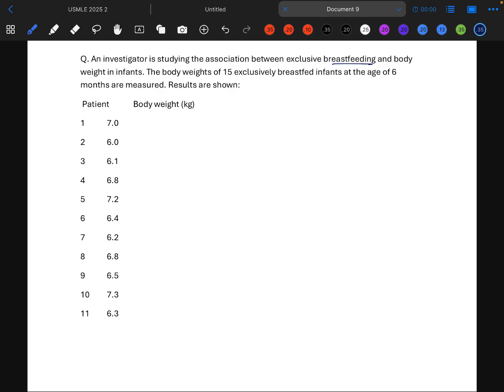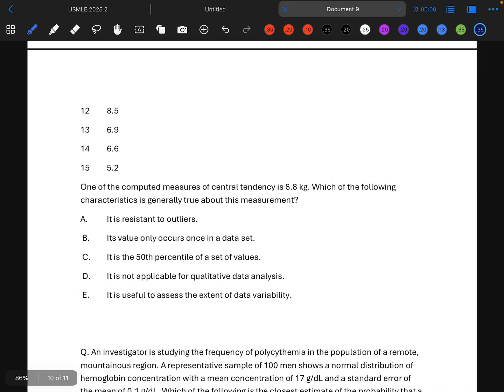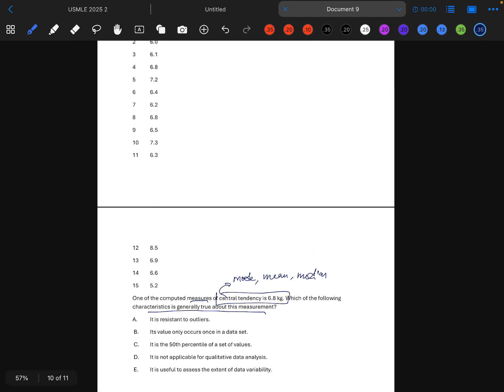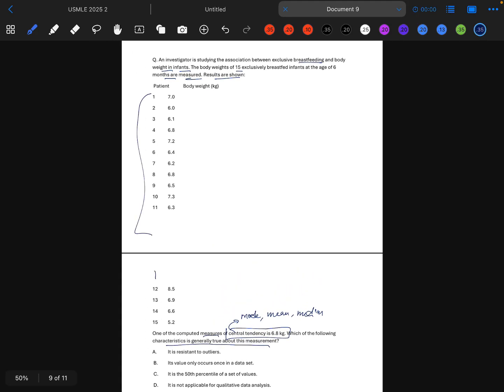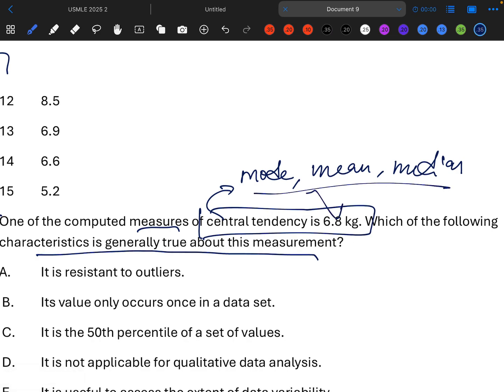Understand, and for the incidence, the formula is the number of new cases divided by the number of people that are at risk. Now we are moving to the next question. The next question is about an investigator studying the association between exclusive breastfeeding and body weight in infants. The body weight of 15 exclusively breastfed infants at the age of 6 months. Results are shown, with patient and body weight given. One of the computed measures of central tendency is in kg, which of the following characteristics is generally true about this measurement.